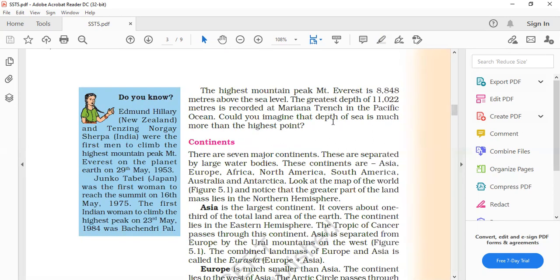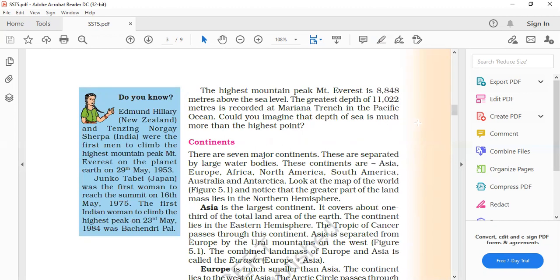The depth of the Mariana Trench, the deepest part of the earth, and the peak of Mount Everest. This section is very important for your fill in the blanks and very short answer type questions. And make sure you read that Edmund Hillary and Tenzing Norgay were the first men to climb the highest mountain peak, and the first Indian woman to climb the highest peak, and so on.